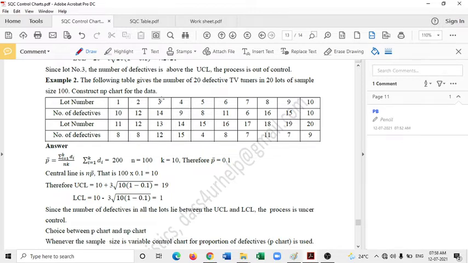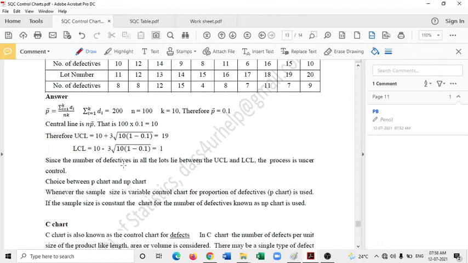There is a second example, again with 20 subgroups, and in each subgroup there are 100 items, and therefore we have the proportion of each subgroup by di by ni, and here ni's are equal, so it is equal to n, or 100. So p bar is sigma from 1 to k di by nk, and we can note that it is 200 by 100 into 10, that is 0.1. P bar is equal to 0.1. The central line is therefore n p bar, that is 100 into 0.1, which is 10.